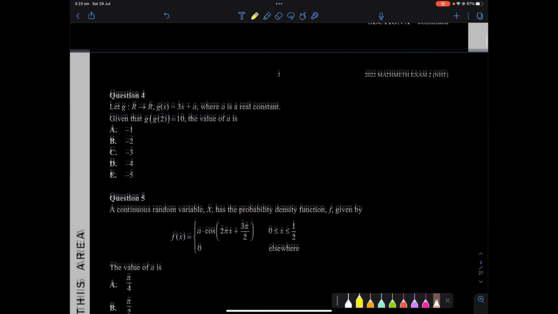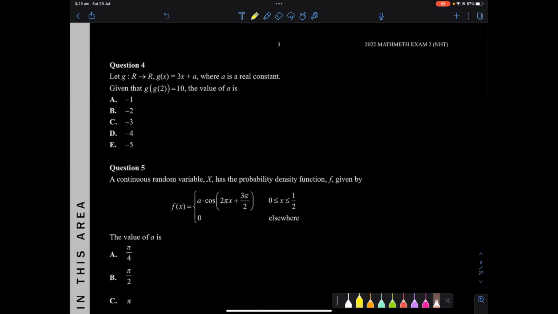Question 4: let g equal this function where a is a real constant. Given that g of g of 2 equals 10, find the value of a. Okay, let's just focus on this one. So what is first g of 2? Well, g of 2 is 3 times 2 plus a, which is 6 plus a. So that's your g of 2.